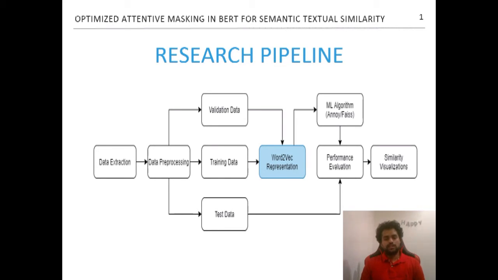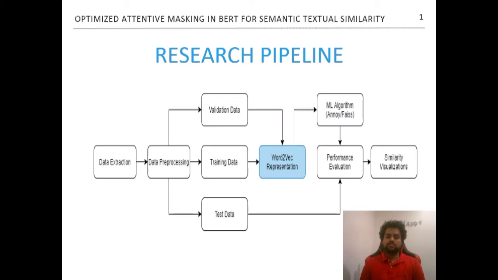The validation data set is responsible for checking the validity and the accuracy of the training data set. The training data set is the main focus here, as this data set is the one which is going to train our word-to-vec representation model. The word-to-vec representation model is nothing but our enhanced BERT algorithm.